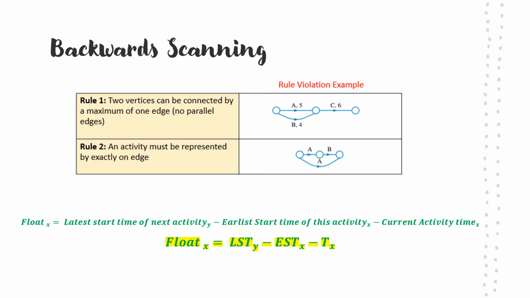The formula on the bottom there, float, we did look at that last lesson, but it's just there again for your notes in a more wordy way: it is the latest start time of the next activity minus the earliest start time of the current activity minus the current activity time. And we're going to do a pretty large example in this video, in which we'll be practicing the float time.